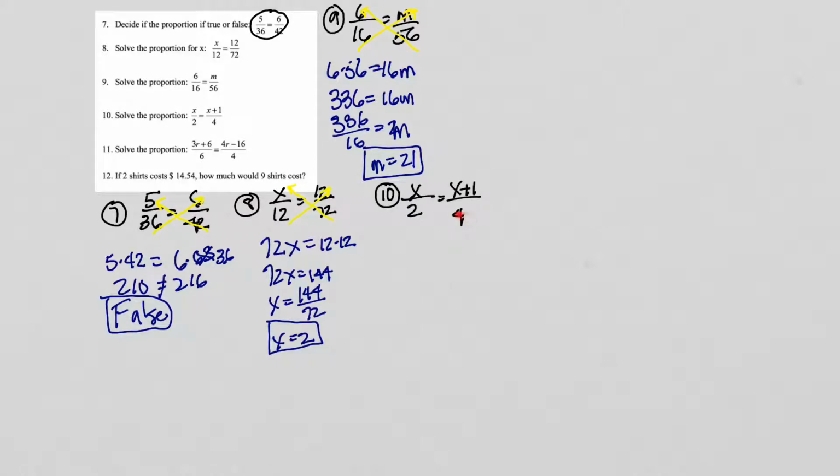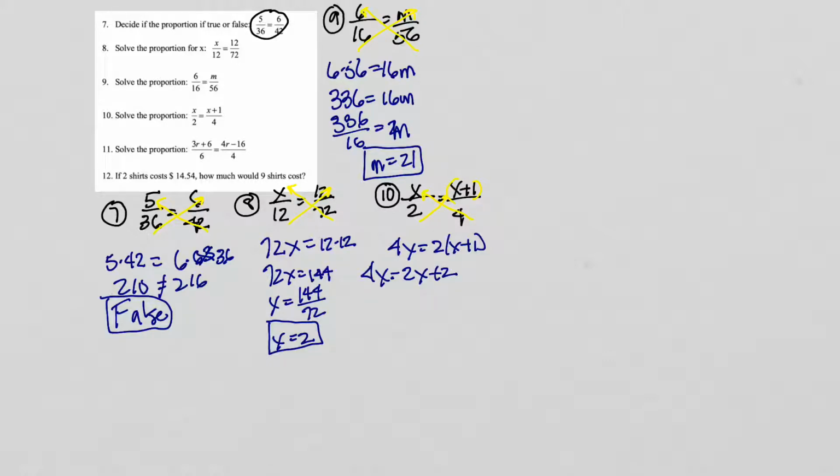Number 10, we're going to use the cross multiplication again. So when we cross multiply here, we're going to get 4 times x equals 2 times x plus 1, right? That's the cross multiplication. 4 times the x, 2 times all of that x plus 1. So this will give us 4x equals, now distribute, we'll get 2x plus 2.